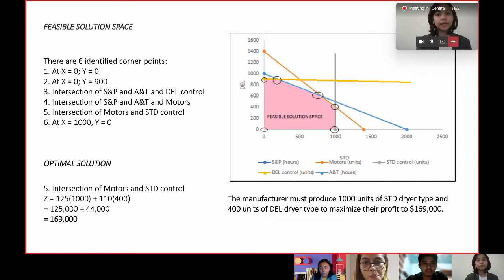The third step in profit maximization is to identify the feasible solution space. In profit maximization, we get the feasible area from the smallest lower left-hand corner in the graph, which is in this case the highlighted area here. There are 6 corner points identified. Each of these corner points' coordinates will then be substituted to the problem objective in order to get the optimal solution. In this case, to conclude, the manufacturer must produce 1,000 units of STD dryer type and 400 units of DEL dryer type to maximize the profit to $169,000.